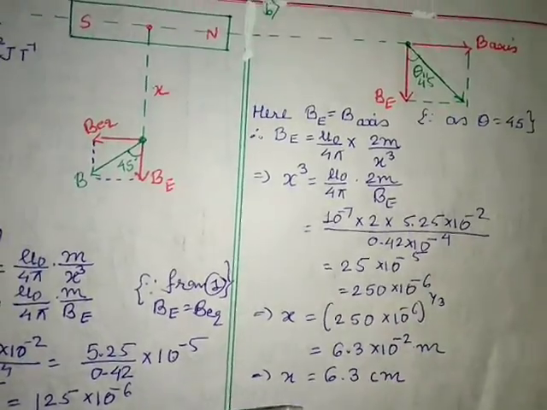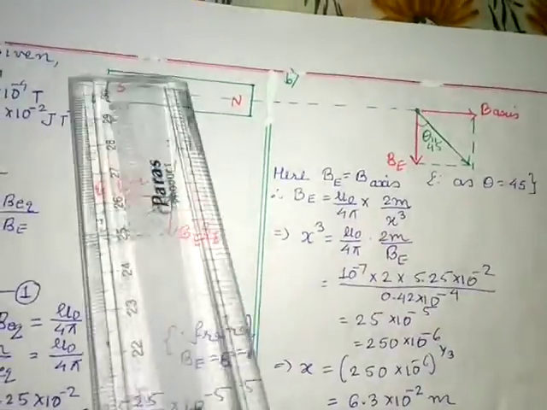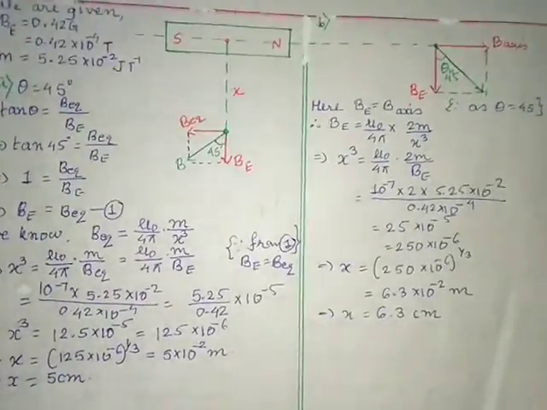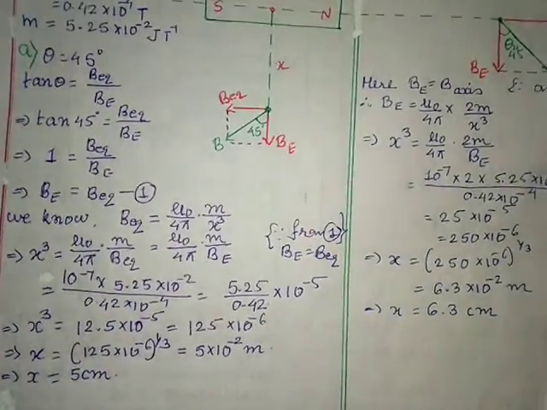So this is the value on the axis, and the first value is on the equatorial line. So this is the answer for question number 5.15.